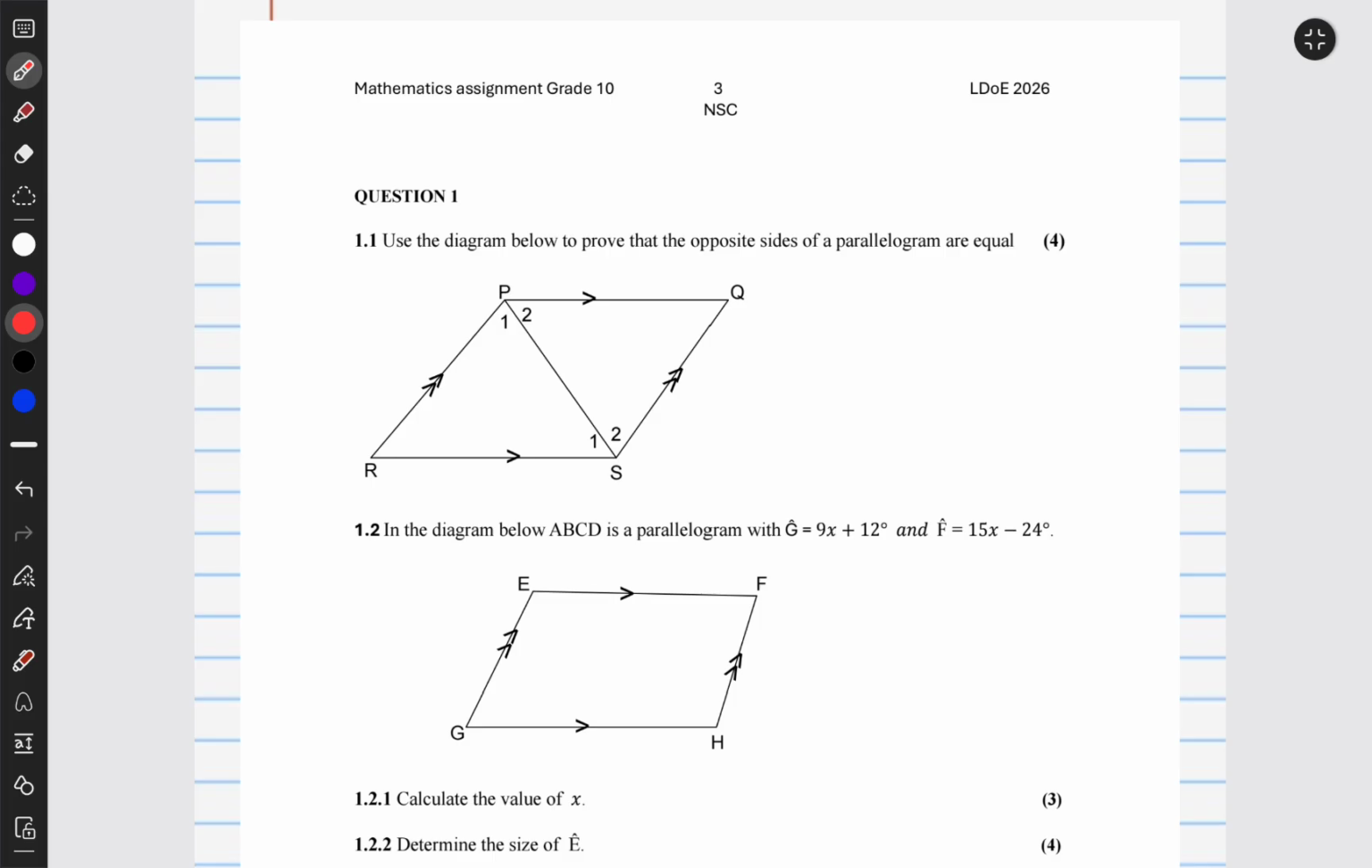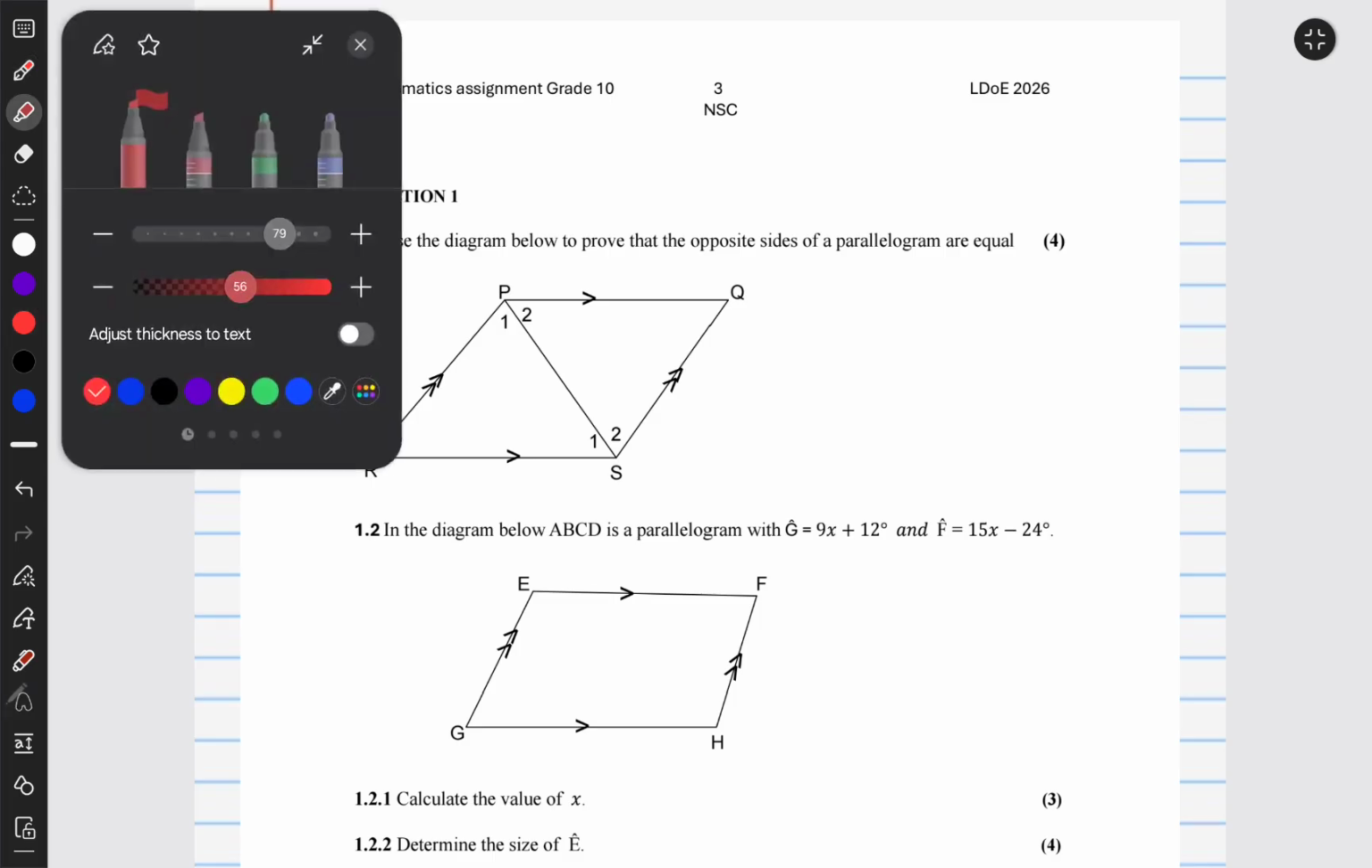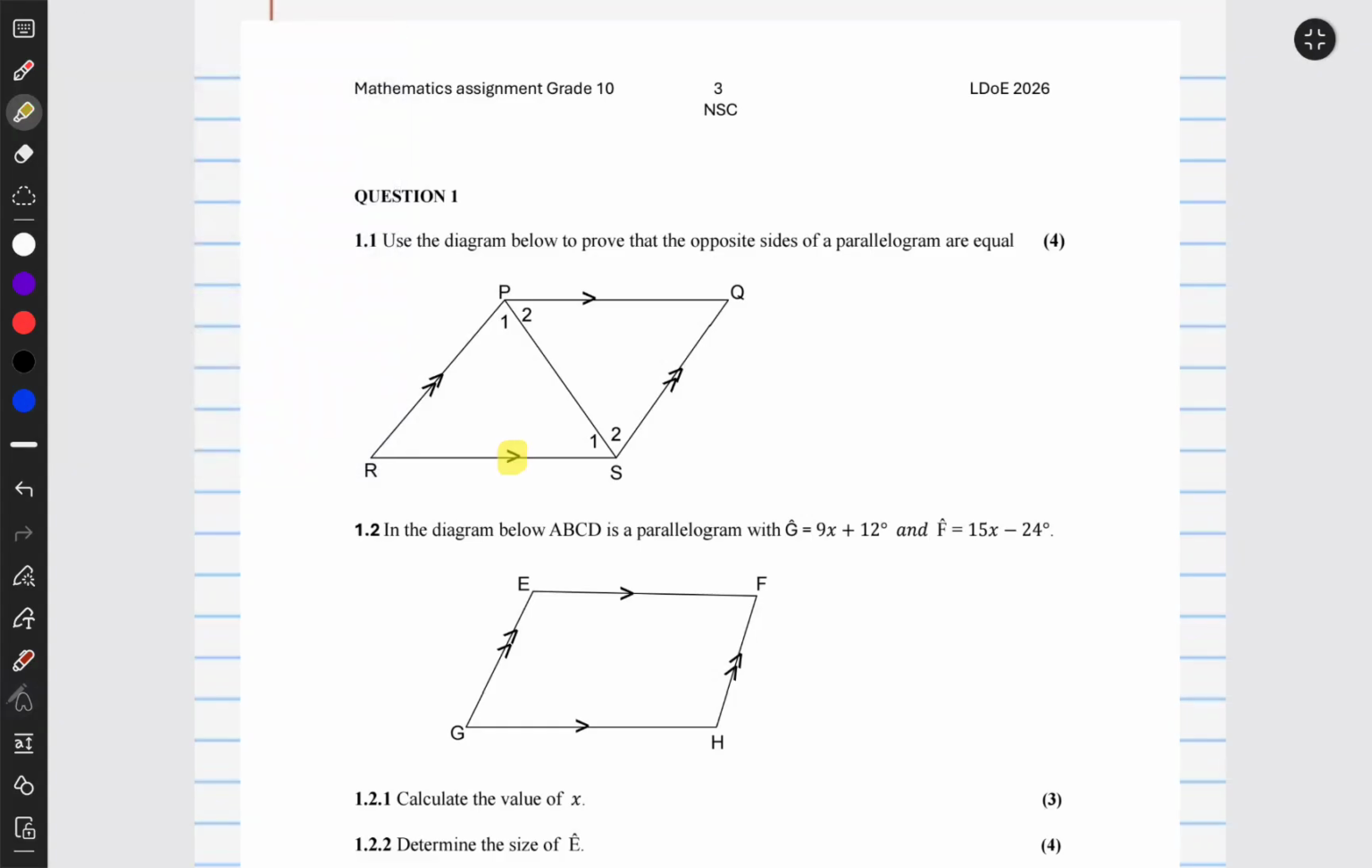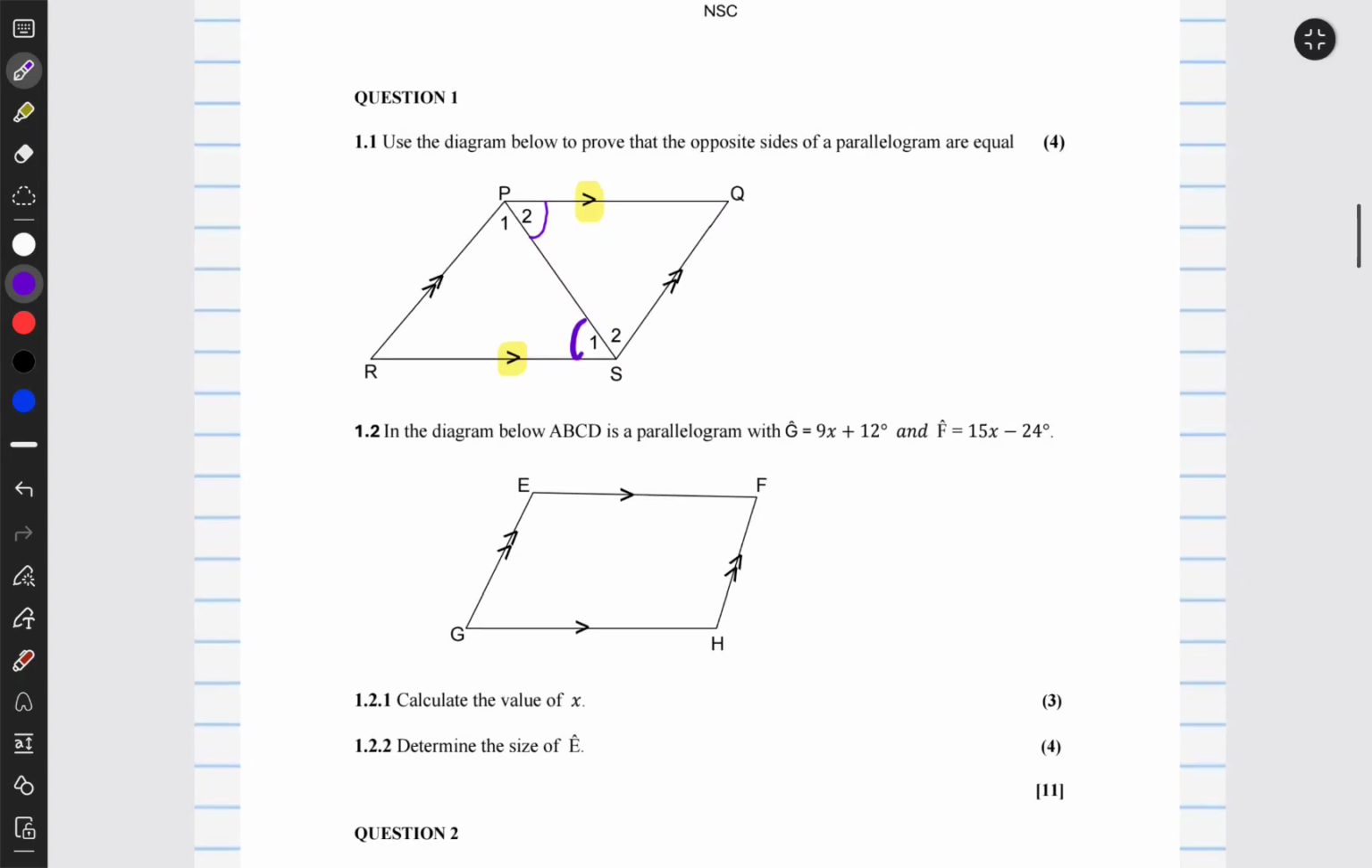Already we know that line PQ is parallel to line RS. These two are parallel. Once we know that these two lines are parallel, then we can conclude that angle P2 and angle S1 are equal, based on what? Based on those being alternating angles. So we can go ahead and write that.